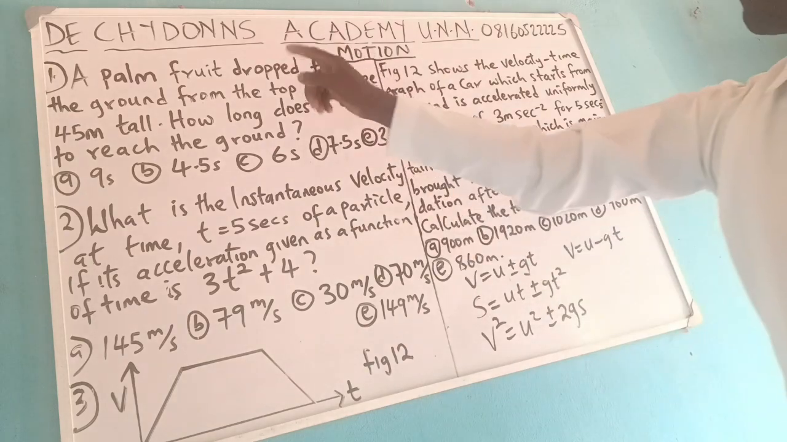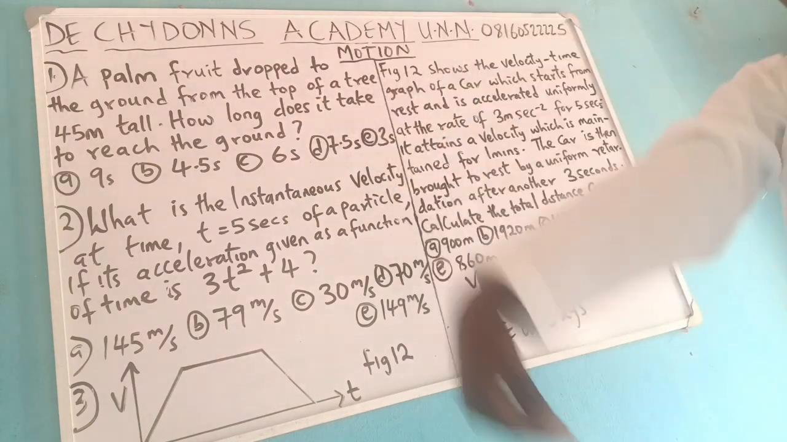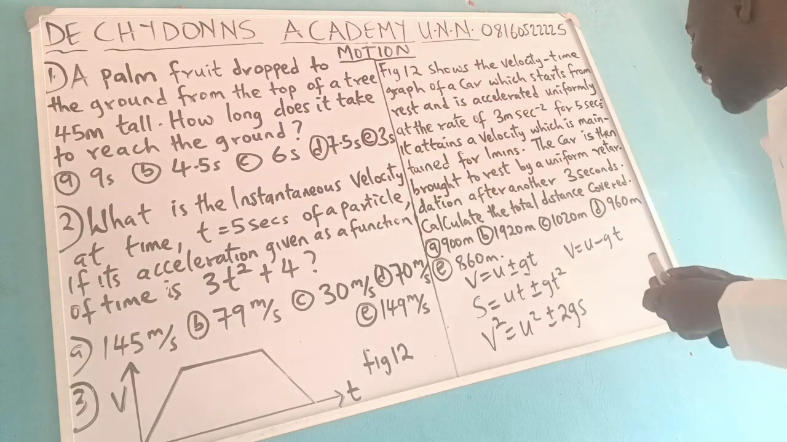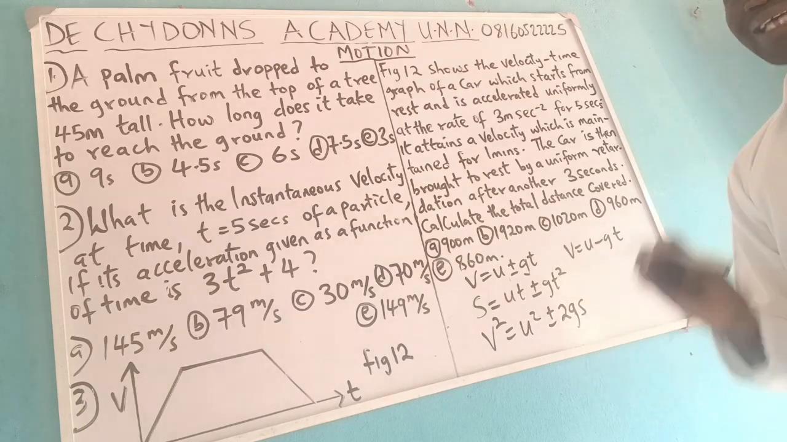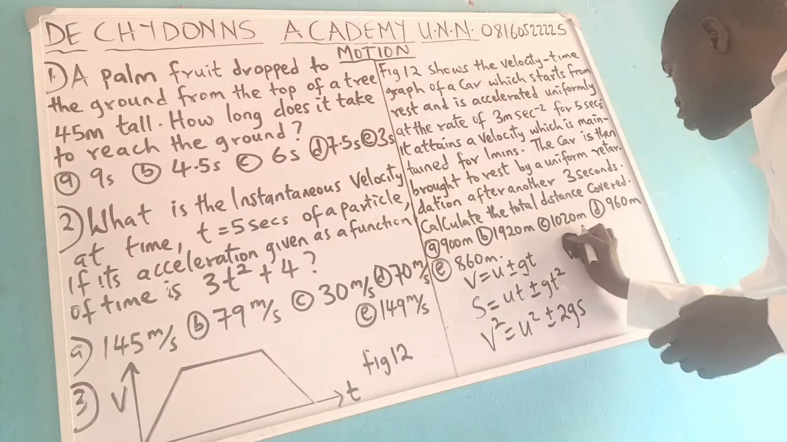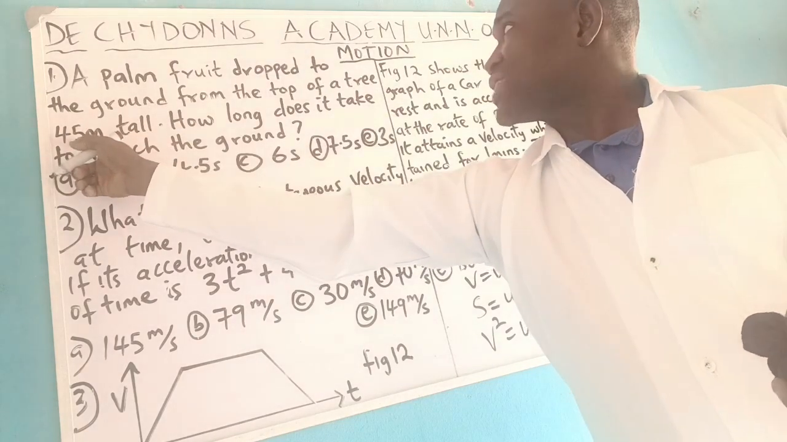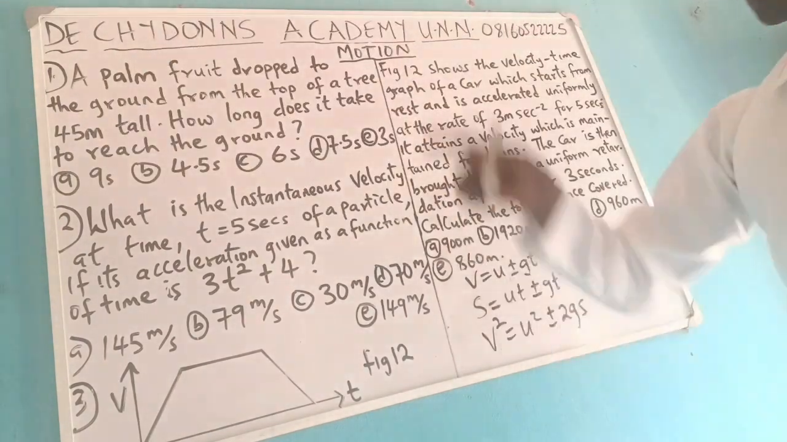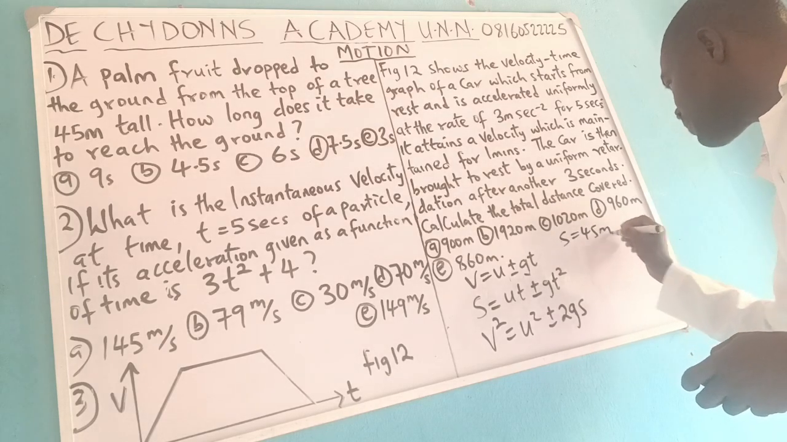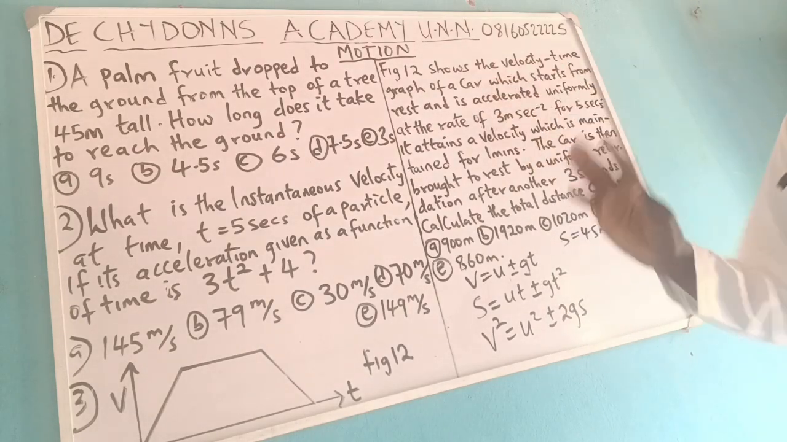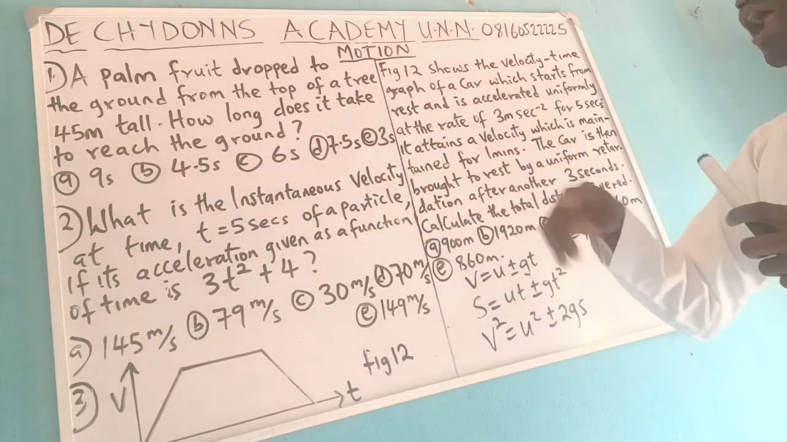Now, they say a palm fruit dropped to the ground from the top. It means it's falling from the top, and so the sign we will be using is plus. Now, which of these 3 formulas are you to use? To know which to use, remember they said the distance is given. From the top, the distance covered is given. So S is given to be 45 meters. You need to write down the parameters given to you. Now they say calculate time. How long means time.